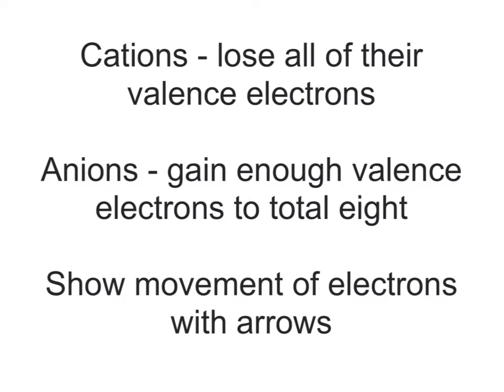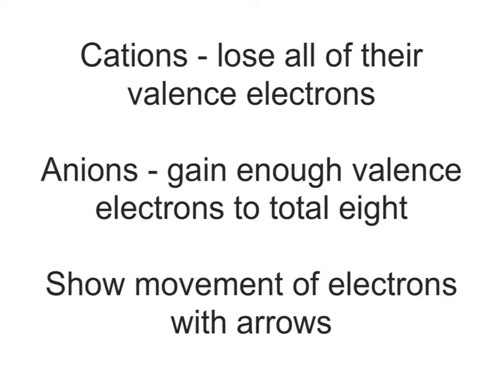All right, so just to review from our previous notes, cations are going to lose all of their valence electrons. So if they have 3 electrons in their outer shell, they want to get rid of those 3 electrons. However many they have in their outer shell, they want to get rid of. Anions want to gain enough electrons to have a total of 8. So if they have 6 electrons in their outer shell, they're going to want to gain 2 more to end up with a total of 8.